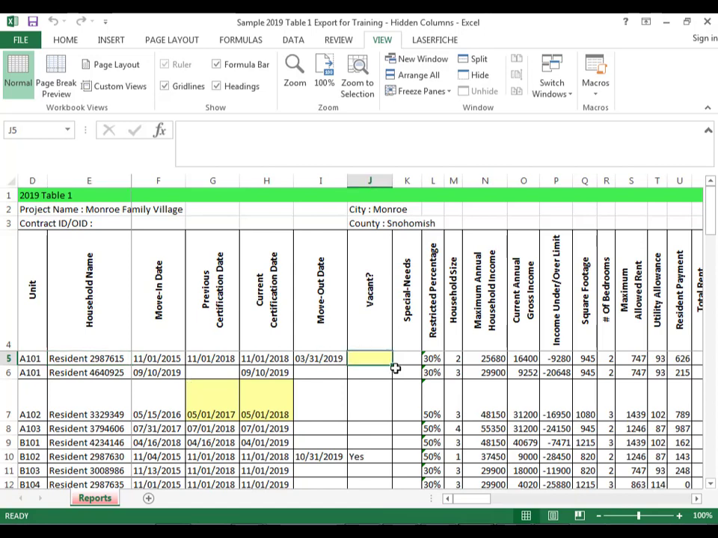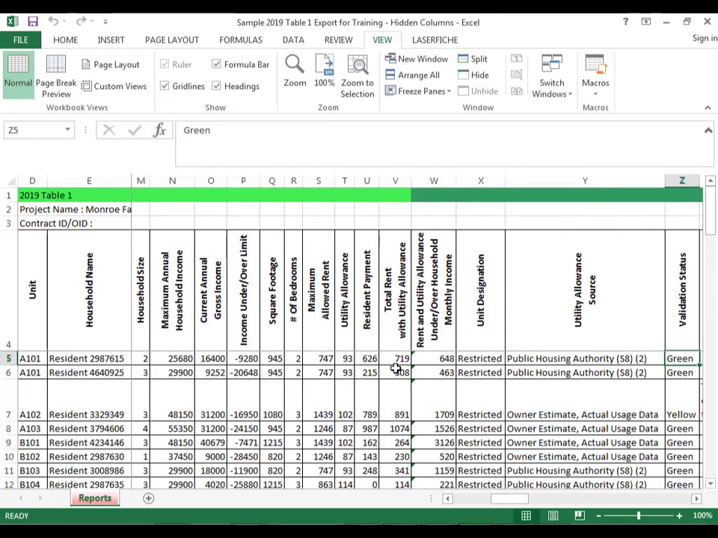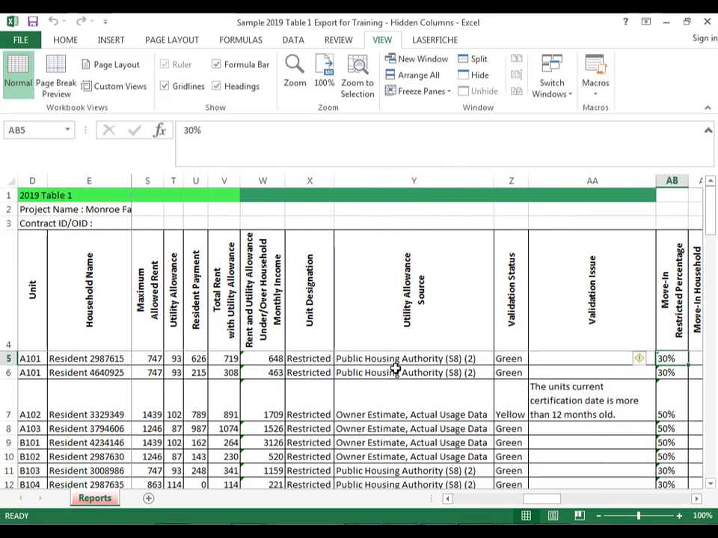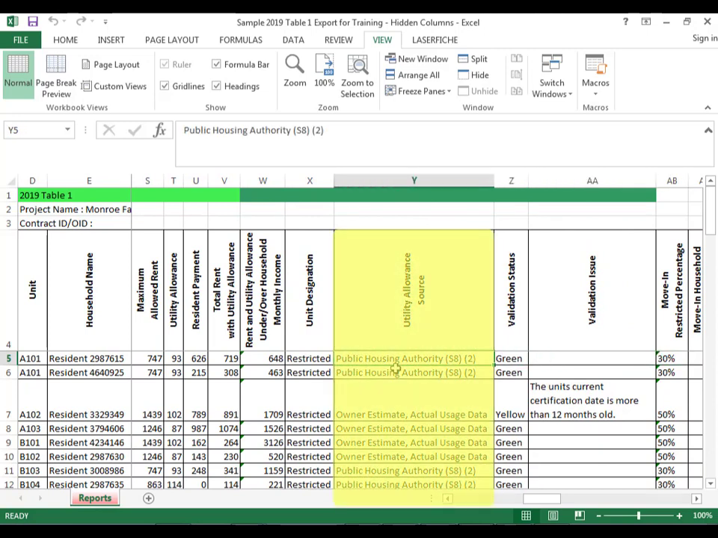When we're cruising through and looking at the export, before we start line by line, one of the first things that I noticed when I started looking at this report is that different units have different utility allowance sources. And if you see this on a property, the first thing you're going to want to do before you do a line-by-line review of your Table 1 export is to go and check your utility allowance setup.